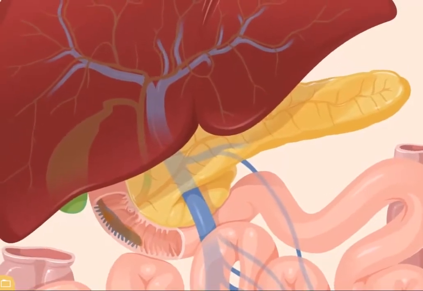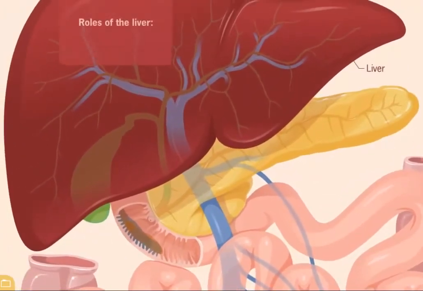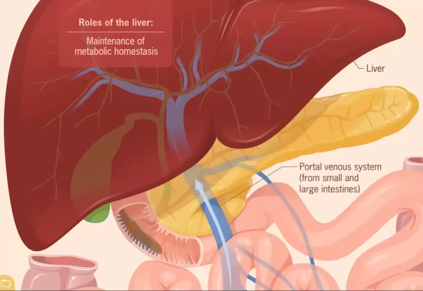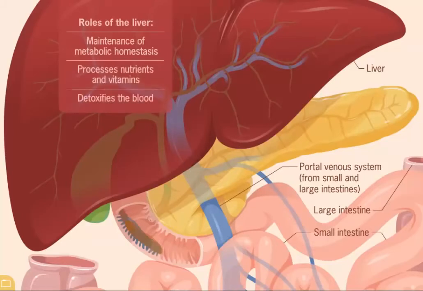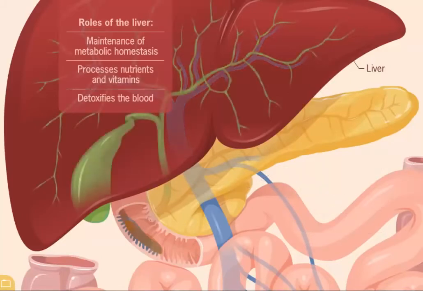Located above and in front of the pancreas, the liver has many roles, including the maintenance of metabolic homeostasis. The liver maintains this because it receives most of the blood flow via the portal venous system from the small and large intestines. This blood contains nutrients absorbed during digestion. The liver processes these nutrients and vitamins and helps detoxify the blood passing through the portal venous system. Another role of the liver is the production of bile, which is a liquid that contains bile salts and other substances. Bile salts emulsify fat within the small intestine.